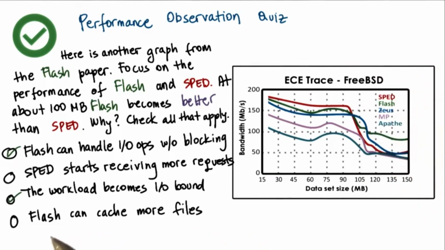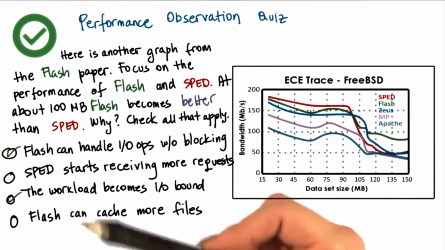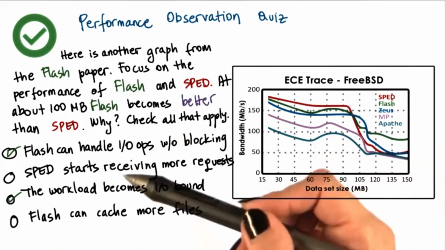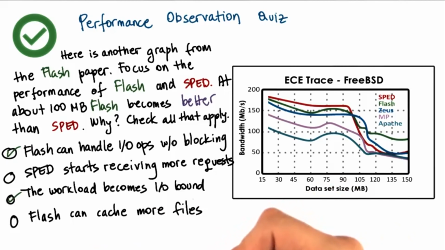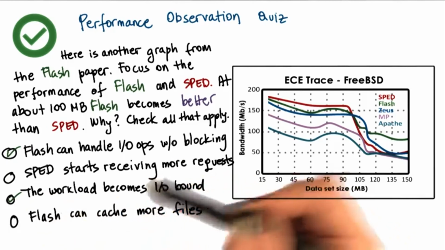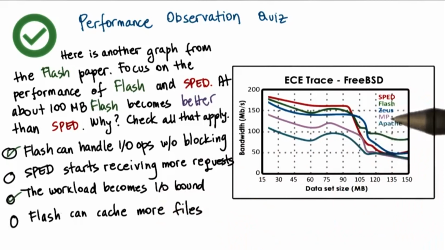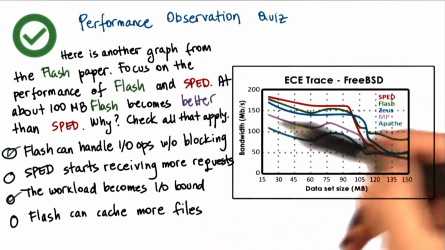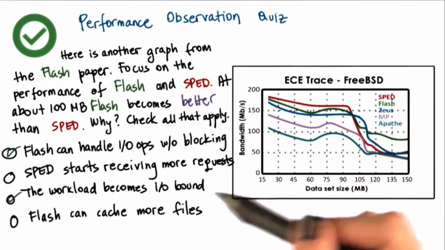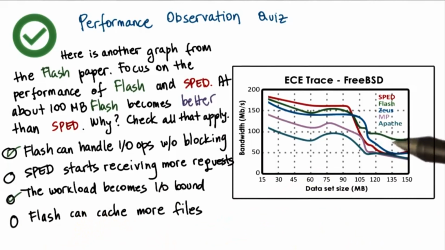And finally, the last answer, that Flash can handle more files, that's really not correct. SPED and Flash have comparable memory footprints, and so it is not that one can handle more files than the other in the memory cache. If anything, Flash has the helper processes, so if those are created, they're going to interfere with the other available memory and will impact the amount of available cache in the negative sense. So if anything, it will have less available memory for caching files than SPED. So this is not an answer that explains why the Flash performance is better than the SPED performance.